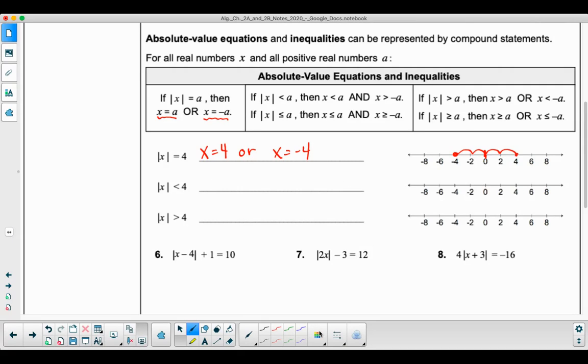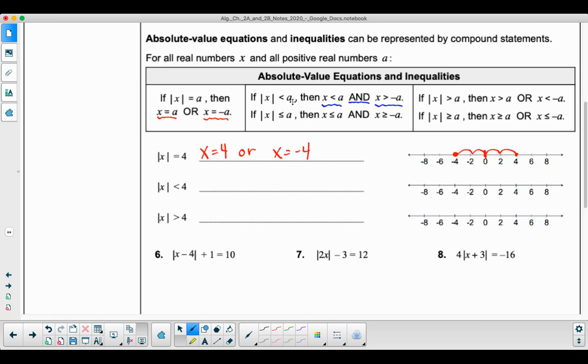All right, now what happens if we start bringing in inequality symbols? That changes things a little bit. If you bring in the inequality symbol, the absolute value of x being less than a means that we're going to write an inequality that is an and statement. So x is less than a and x is greater than -a.